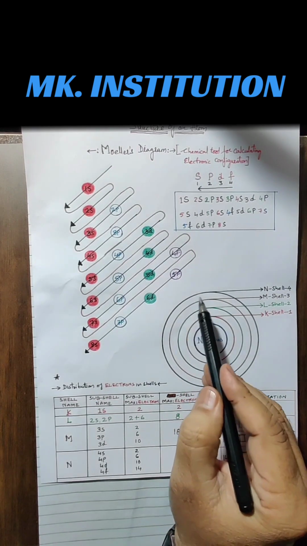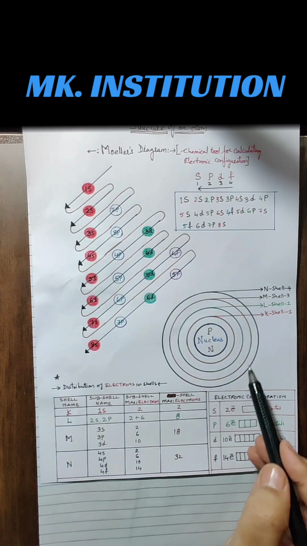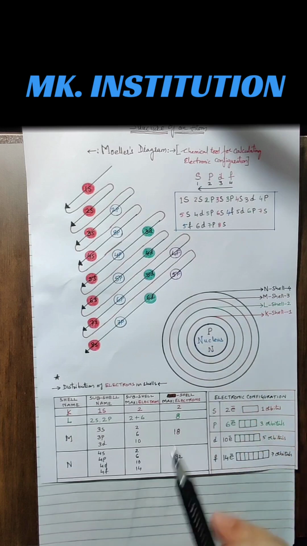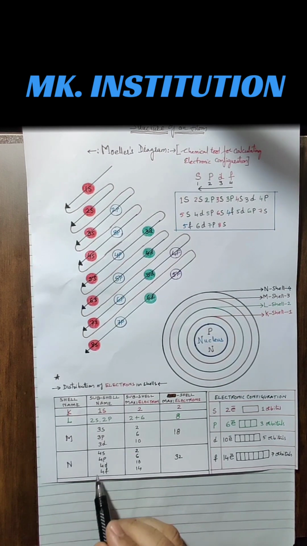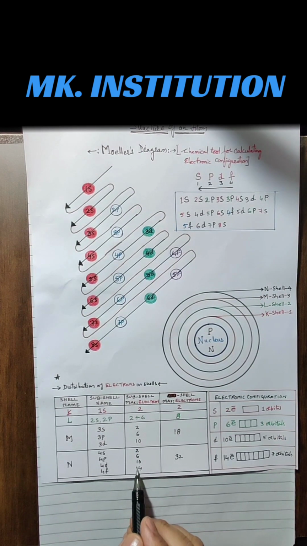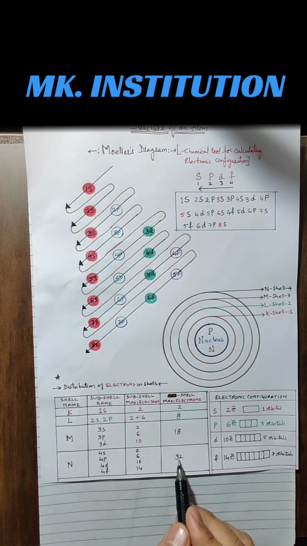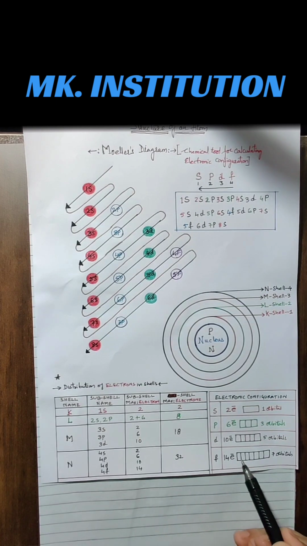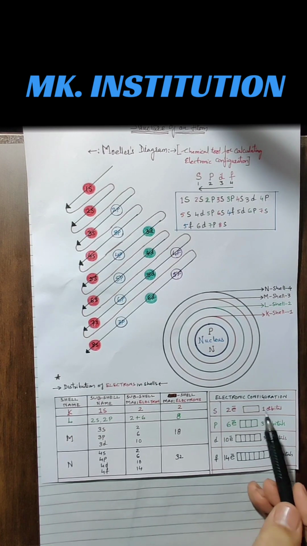Last and final, N, the outermost orbit. This orbit plays a very important role in electronic configuration. Clear? So last one, 4s, 4p, 4d, 4f. S always 2, p always 6, d always 10, and f always 14. Not more than this. So total you see, 14 plus 6, 20, 30, 32. Total 32. These are the subshells. This box is called the orbital.